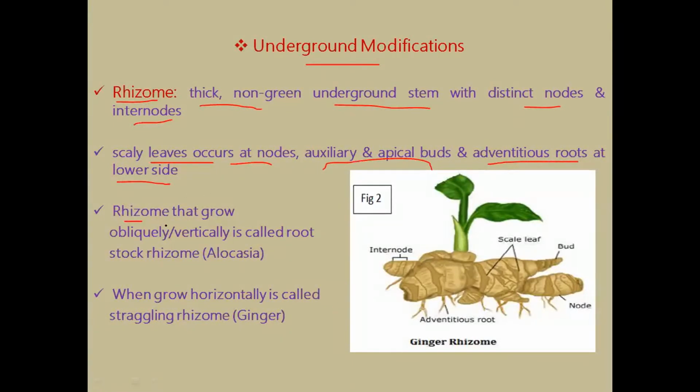First, the rhizome which grows obliquely or vertically is known as rootstock rhizome, and it is found in alocasia. And the one which grows horizontally is called straggling rhizome. It is found in ginger. The one shown in the figure is known as straggling rhizome because it is the diagram of ginger.